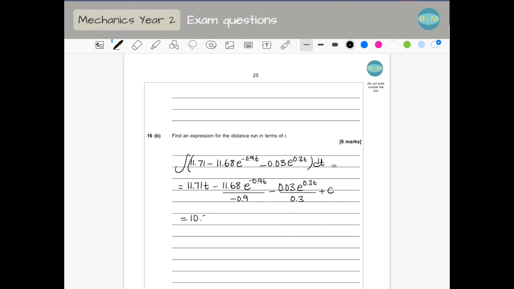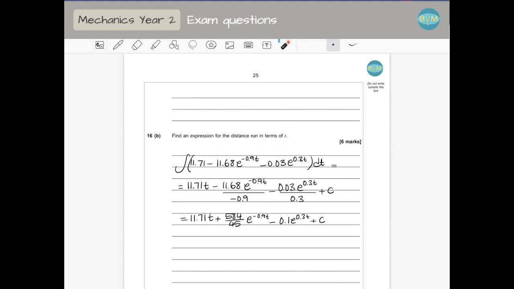We can work the coefficients. So 11.71 t plus, so it becomes a plus. I'm going to leave the fraction because the decimal is not very nice. e to the power of minus 0.9t, and this one is 0.1, so this one is fine. 0.1 e to the power of 0.3t plus c. So the only thing I've done is dividing the coefficients to have something nicer, yeah?